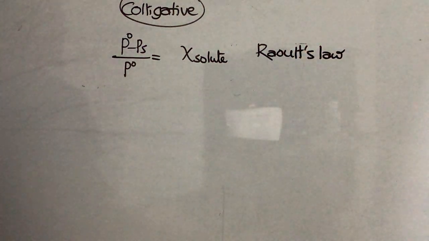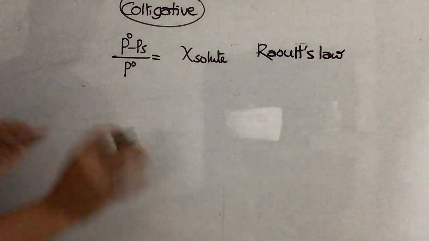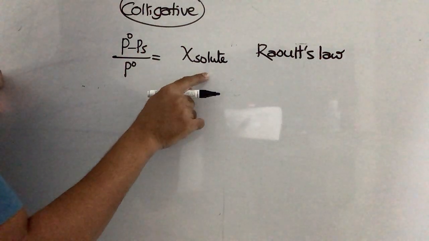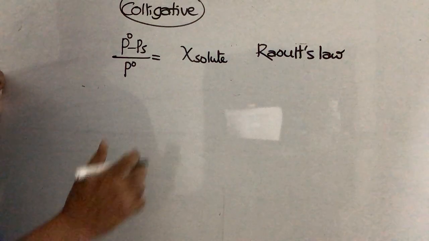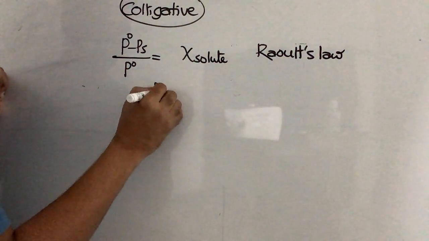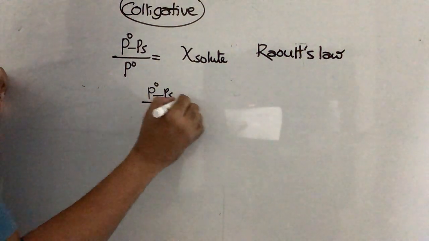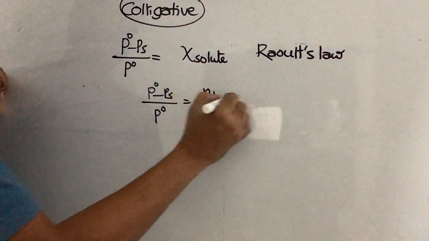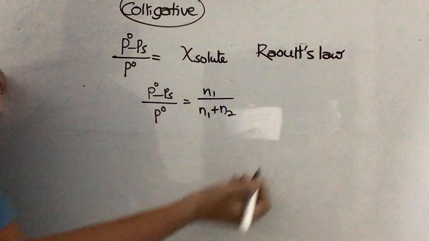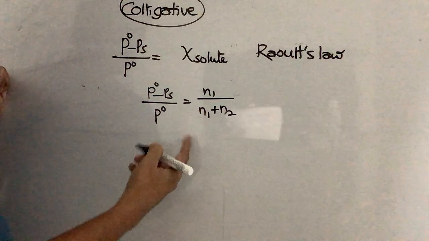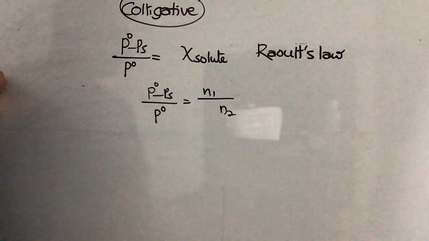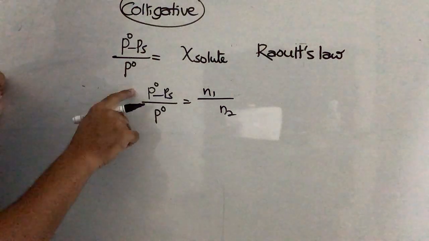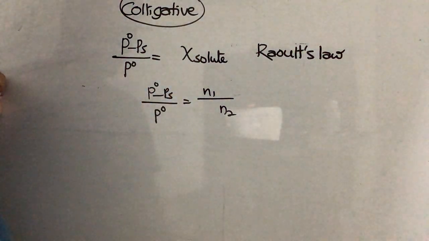(P0 - Ps)/P0 is equal to the mole fraction of solute, Raoult's law. In place of the mole fraction of solute, you can write the number of moles of 1 by the total number of moles. All those formulas you can use. And the general formula we use is (P0 - Ps)/P0 is equal to the mole fraction of solute, n1 by (n1 + n2). If this is a very dilute solution, meaning n1 is very small compared to n2, then you can write (P0 - Ps)/P0 is equal to n1 by n2.